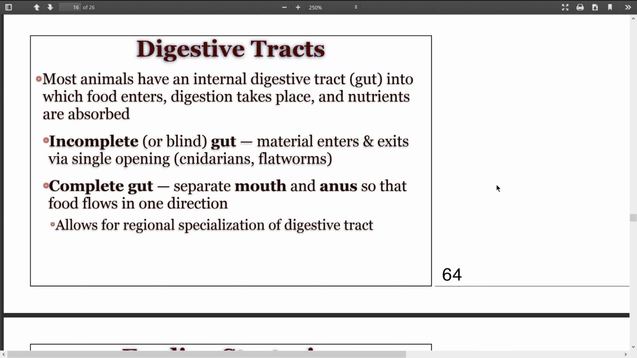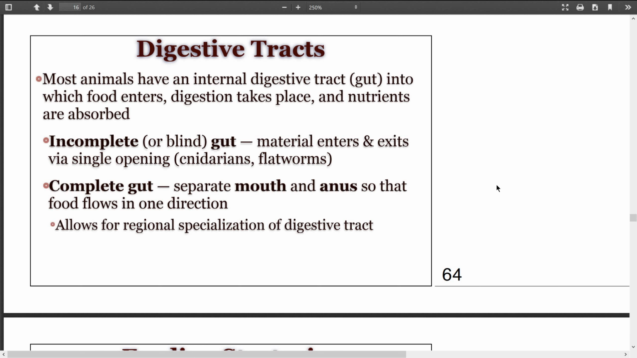And that is found in, for example, the cnidarians, which is what we're going to look at in lab this week, and also things like flatworms, platyhelminthes. Flatworms also have only a blind gut digestive tract as well. And it's actually secondarily evolved in other animals as well occasionally. So brittle stars, for example, don't have an anus, they only have a single opening.